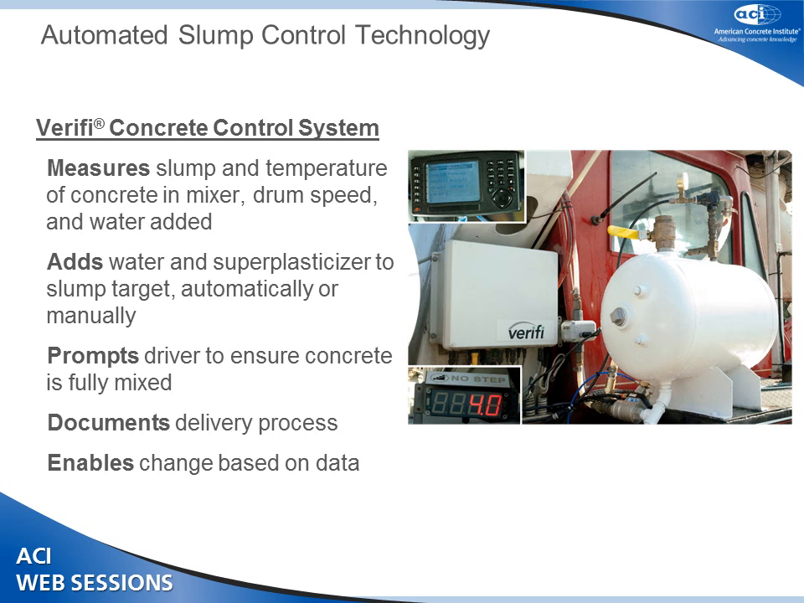So one of the things is when you're putting water or admixture in, as we'll talk about later, it's very important to make sure that gets fully mixed. And so you need a way to validate that. And then you get documentation of the delivery process, how much water was added, how much admixture was added, and what the final slump and temperature were. And then based on that data, you can go in and make changes to your ready-mix operation.